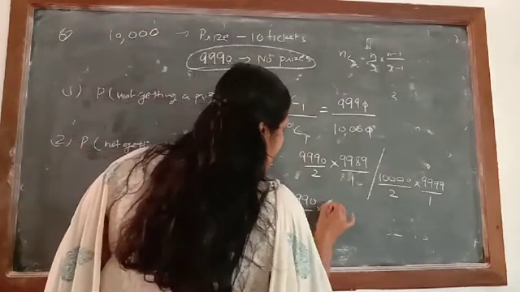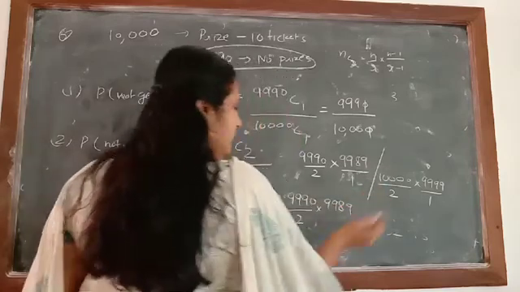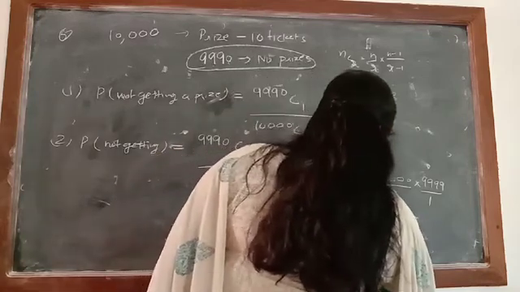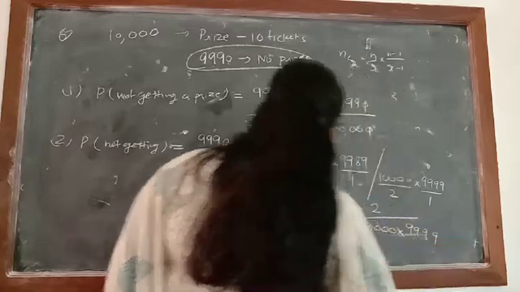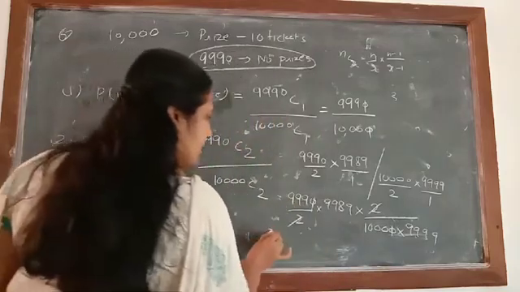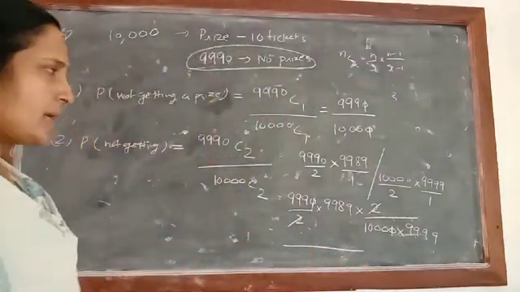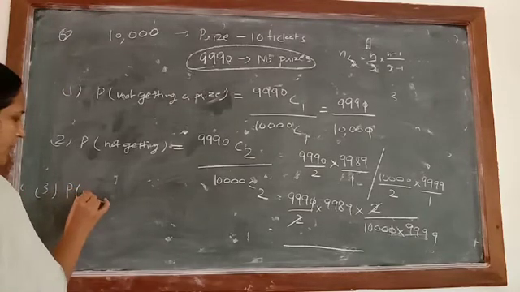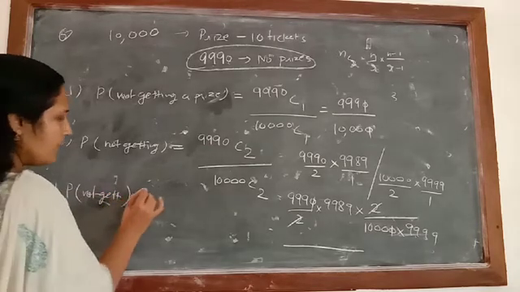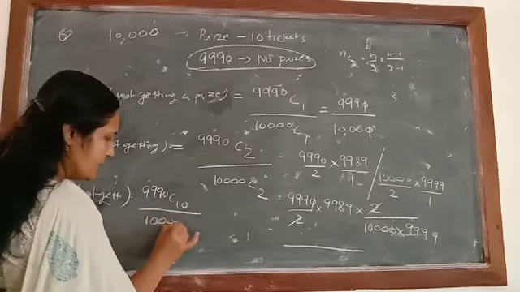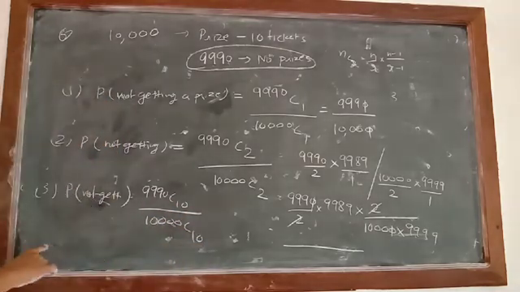9,990 by 2 into 9,989. When we change the division into multiplication, it will be equal to 2 by 10,000 into 9,999. So here 2 and 2 will get cancelled. The 10 also will get cancelled. I think the remaining calculation you can do by yourself. Now the third condition, if you buy 10 tickets. Again, what will the probability of not getting a prize be? 9,990 C10 by 10,000 C10. Again, for the calculation, if it is lengthy, you can leave the answer till here only.